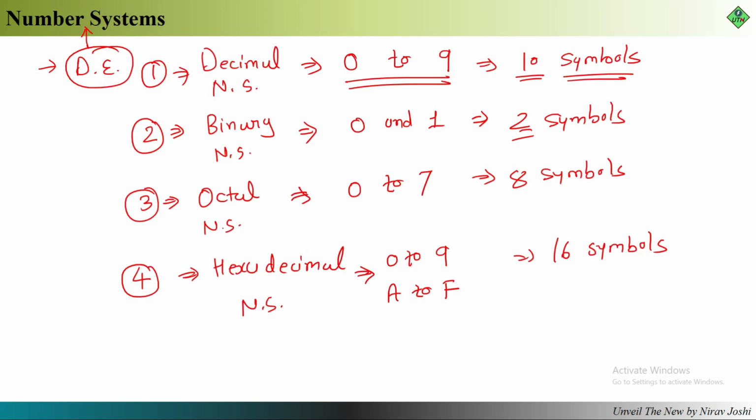We have also introduced the different number systems. Basically in digital electronics we are going to learn the decimal, binary, octal and hexadecimal number systems. Decimal means there are 10 symbols, binary means there are 2 symbols, octal means there are 8 symbols, 0 to 7, and hexadecimal has 16 symbols, that is 0 to 9 and A to F.